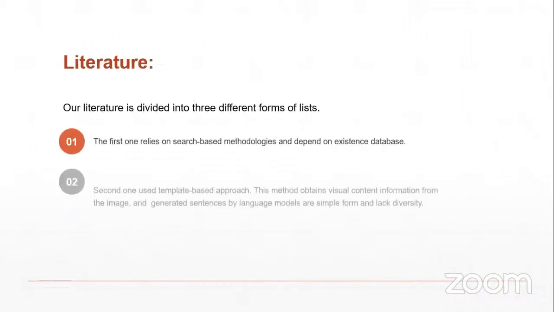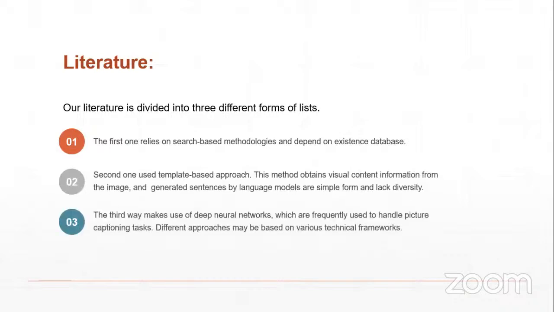In image captioning, our literature is divided into three forms. First is the search-based approach, second is the template-based approach, and the third is the deep learning approach. In the search-based approach, the methodology totally depends on the existing database.